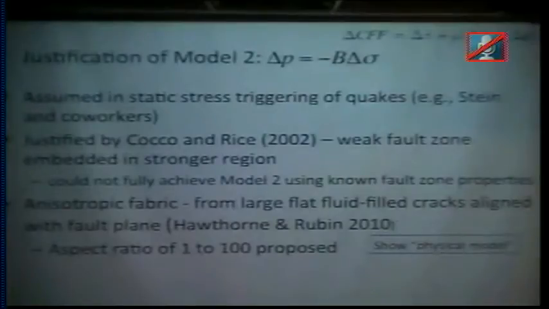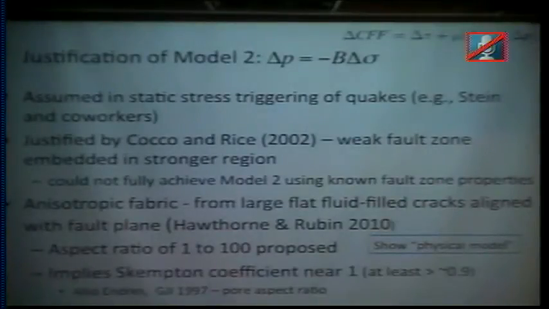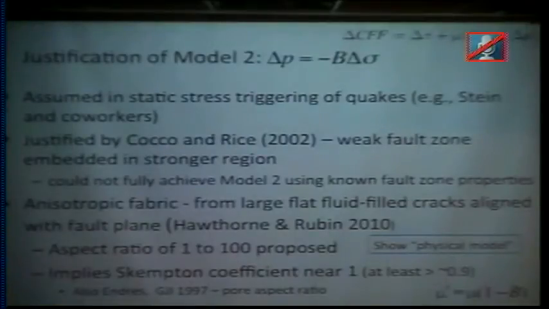So we can ask which model will give a better correlation with the tremor, and that's what we're going to do. But it also turns out that if this were to be true, it implies a very high Skempton coefficient near 1. And this is also supported by some other research.